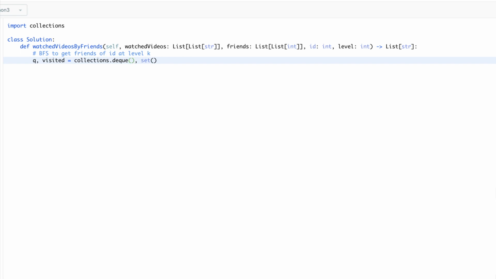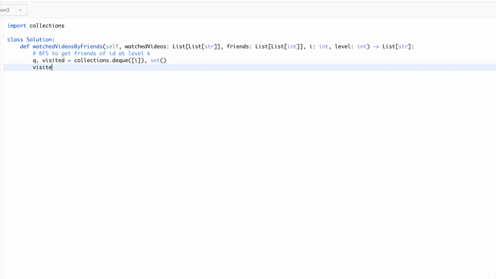And for the BFS, we need to start at position ID. I'll just call it I. I prefer I here. And for the visited set, we need to add the node that we visited, which is first I. And now, while level is bigger than 0, we will keep decrementing, which means when it's equal to 0, that would mean we are at level K, right? And so every time we do a level, we decrement level, right? And then we'll do level by level.